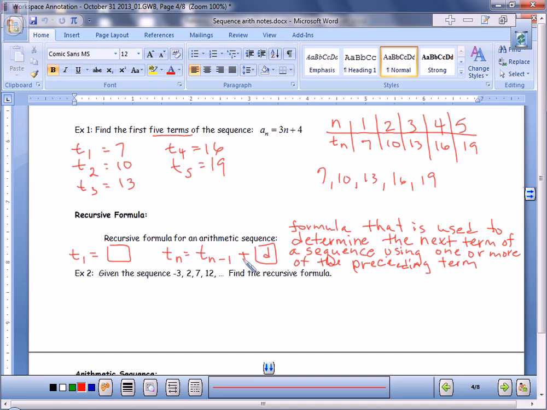So in this case, what is the first term? -3. What do we do to the previous term to get the next one? +5. Now, this is great, and this is what your brain already does without even thinking about it when I ask you to tell me the next term. It goes, oh, well, we started at -3, and we've added 5 all the way to get to 12, so if I add 5 more, my next term is 17.